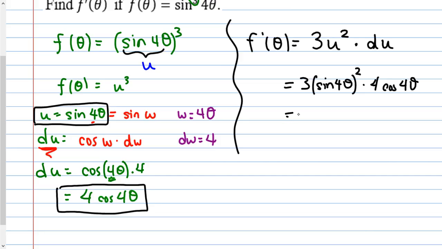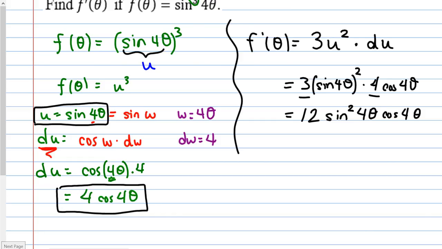And the only thing I would change is the 3 and the 4. This 3 and that 4 can be multiplied to 12. And then we just have to put the square back where it belongs, or the exponent. So sine squared 4 theta times cosine 4 theta. And there's my answer. Oops, it's supposed to be a dot for multiplication. Oh, okay, let's just return that. And let's just erase this part right there. 4 cosine theta. Forget the dot.